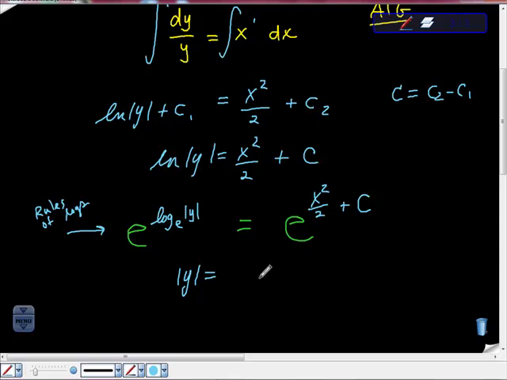I'm going to do this. I'm going to take e to the x squared divided by 2 times e to the c. And if you're sitting there going, Charlie, why the hell would you do that? If you don't mind, I'm going to jump over here for a second and remind you of this rule, because this is what I'm doing.